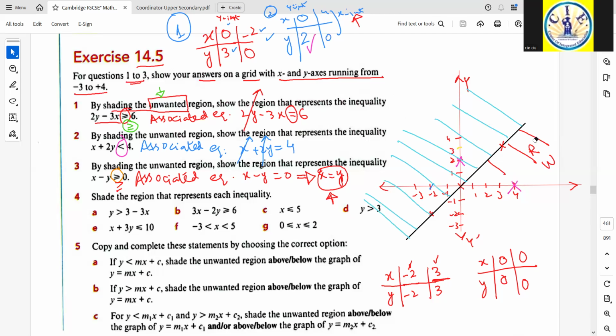So this is our wanted region, and this is the region that is representing this inequality, x minus y greater than or equal to 0. So that completes question number 3 as well. This is our wanted region represented by this inequality.